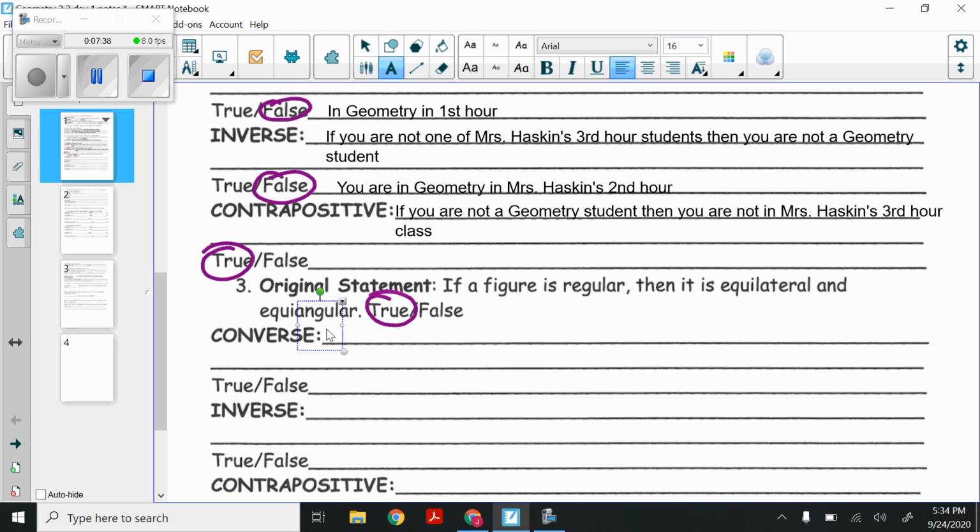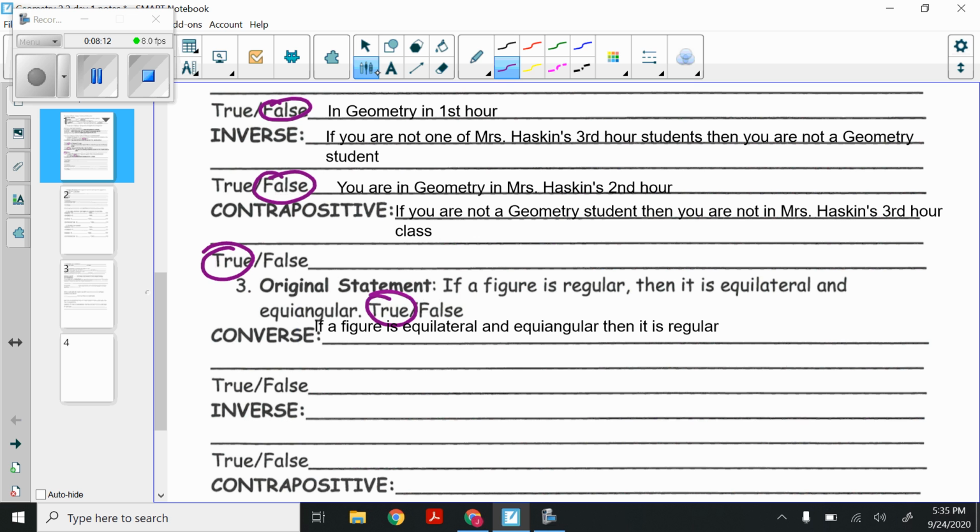So now we want the converse. Right? And again, remember the converse, we just trade places with the hypothesis and the conclusion. So we're going to say, if a figure is equilateral and equiangular, then it is regular. Is that true or false? If a figure is equilateral and equiangular, then it is regular. Well, that's true, because again, that's the definition of regular. So now we want the inverse.